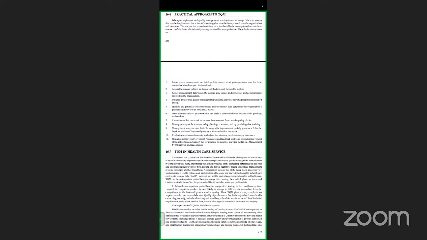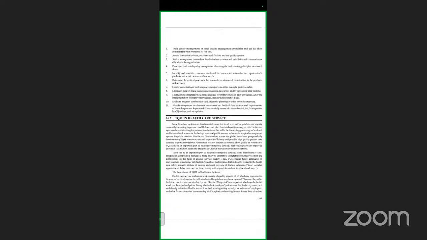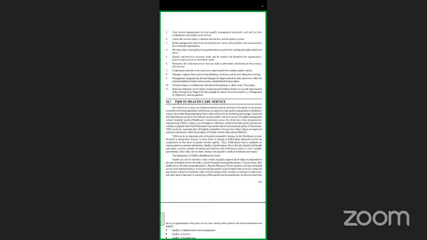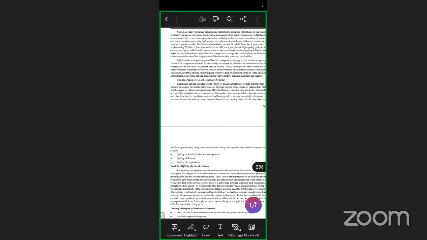For example, quality circles. Managers support the teams and use the planning resources, and management integrates the desired change improvement into the daily process, and evaluates the process continuously, adjusting the planning issues if necessary. Stimulate employee involvement. So these are the things there are in the practical approach of TQM.